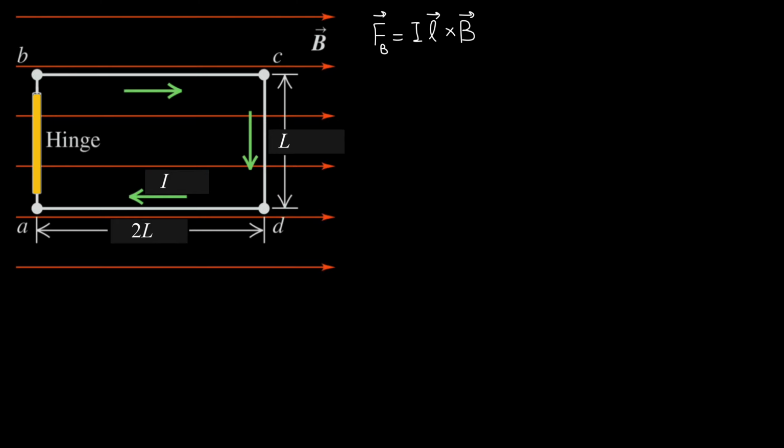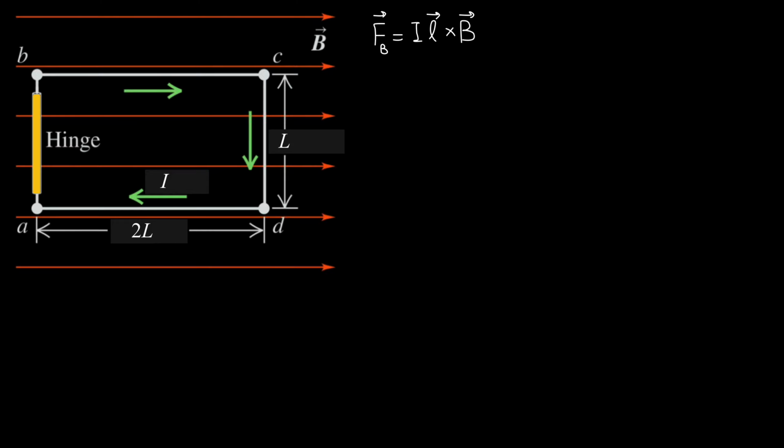The formula for magnetic force acting on a straight current carrying wire is I times L cross B, I being the current passing through that segment or the wire. L is the vector with magnitude equal to the length of the wire and direction pointing in the direction of the current. And B is the magnetic field vector. Now, because we have a cross product, any segment that is parallel or anti-parallel to the magnetic field vector is going to have zero force acting on it.